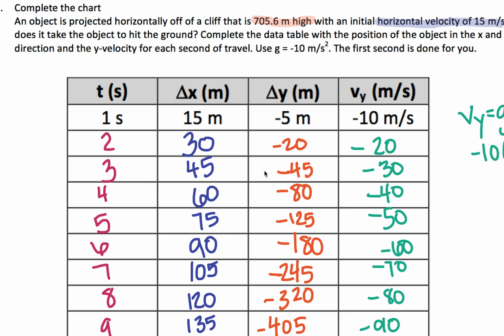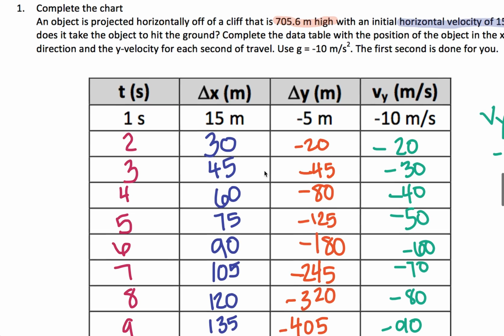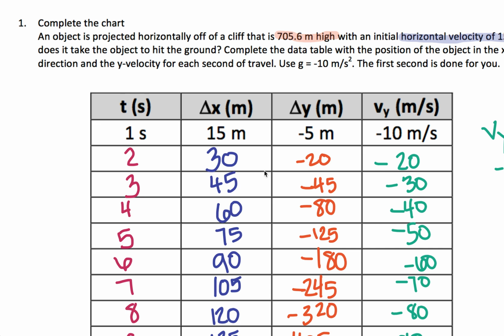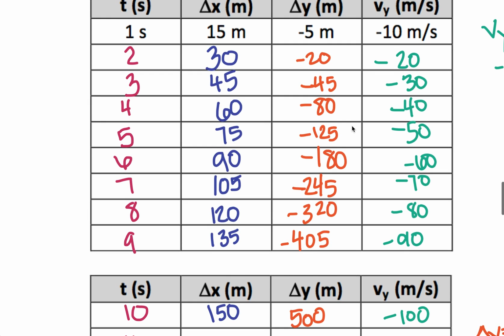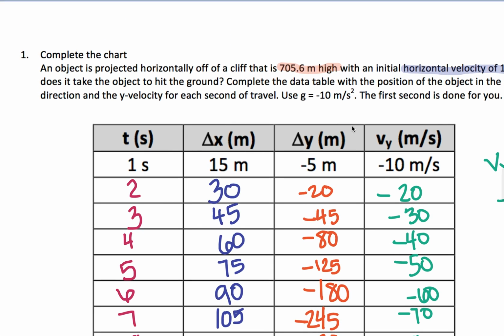Hey guys, it's Miss Aguilar again, and I'm just going to finish up with the last couple of problems that I chose from our projectile motion worksheet 3. It's to finish this chart, the one that gave you the first set of information: time, delta x and delta y, and then velocity in the x. And then you just had to go forward and fill everything in.